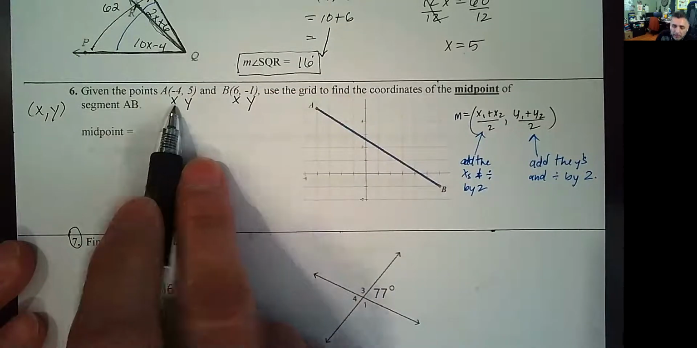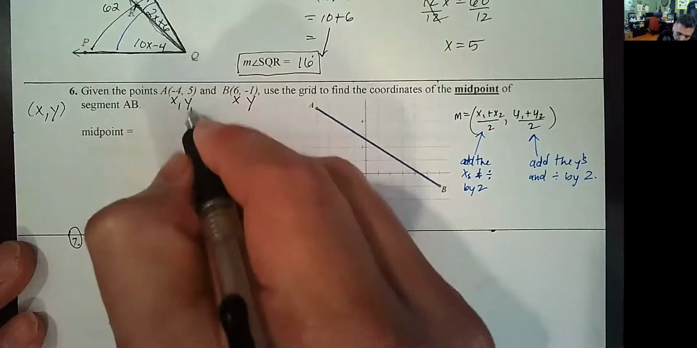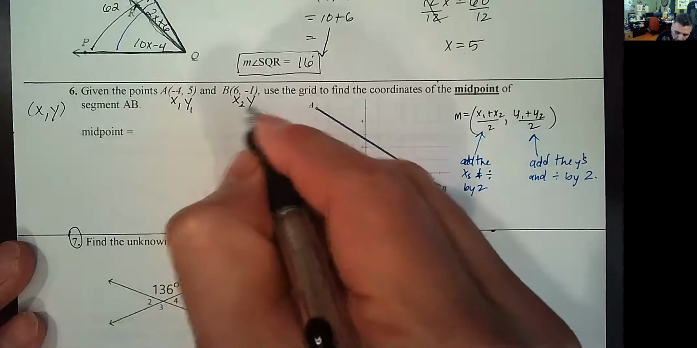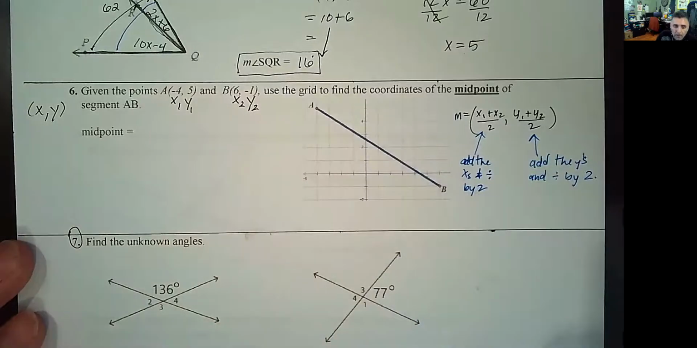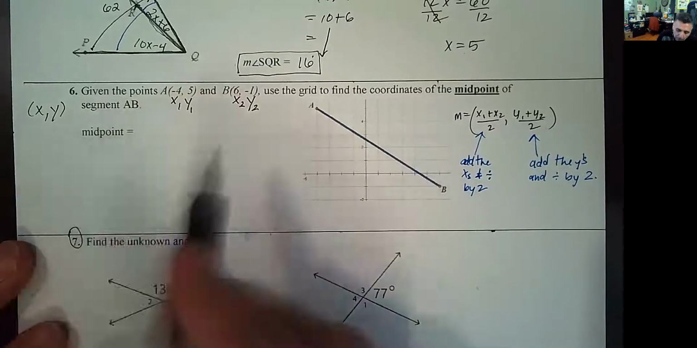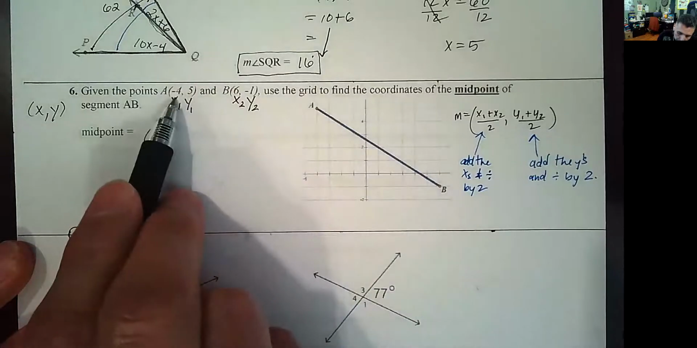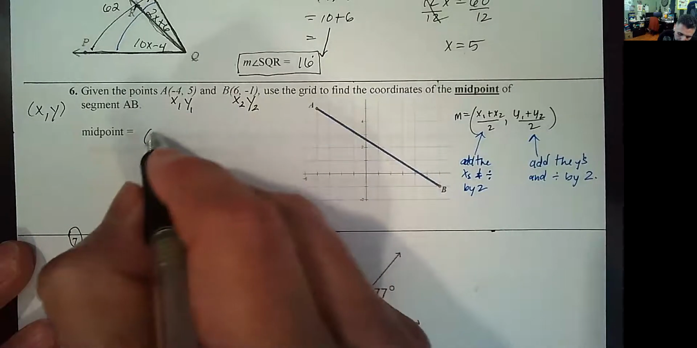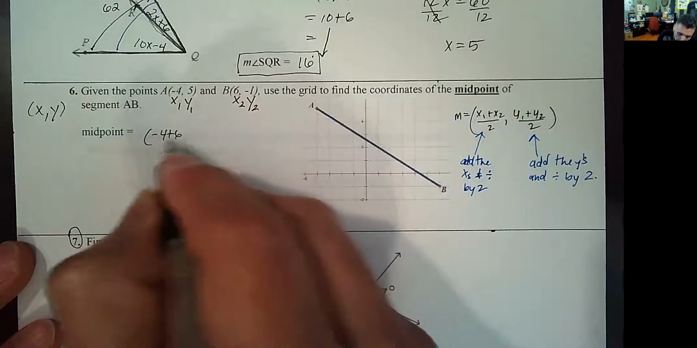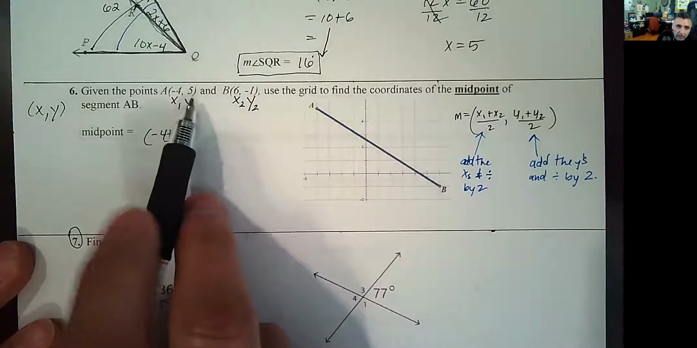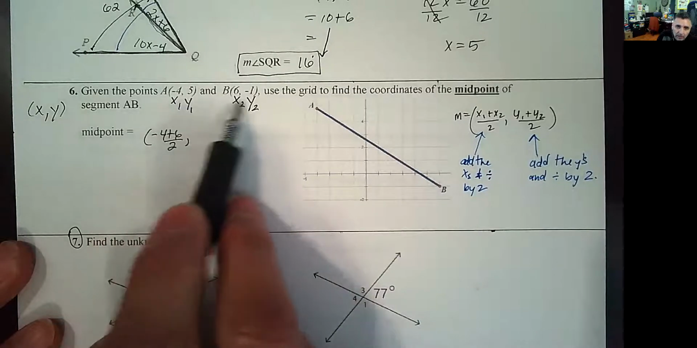This A point came first, so I'm going to call that x1, y1. The B point came second, so that's your x2, y2. So then if I use my midpoint formula, take the two x's, there's one x, there's the other x. Add them and divide by 2. Then take your two y's, there's one y, there's the other y.